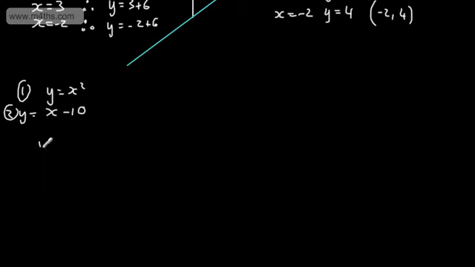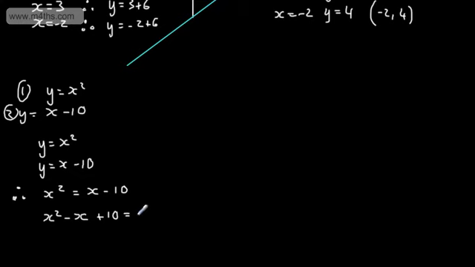So if y is equal to x squared and y is equal to x minus 10, therefore what we can say at this stage is x squared is equal to x minus 10. So we could say x squared minus x plus 10 is equal to 0. That's a quadratic in the form ax squared plus bx plus c is equal to 0. And you could look at trying to solve that.